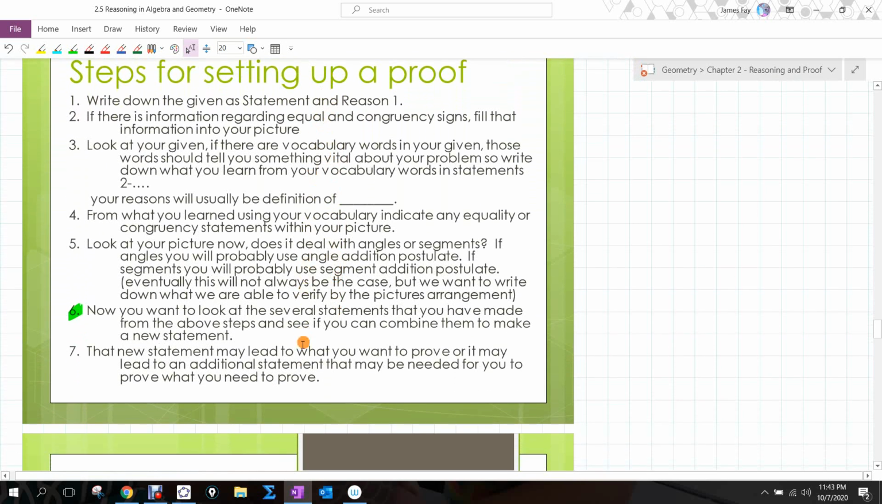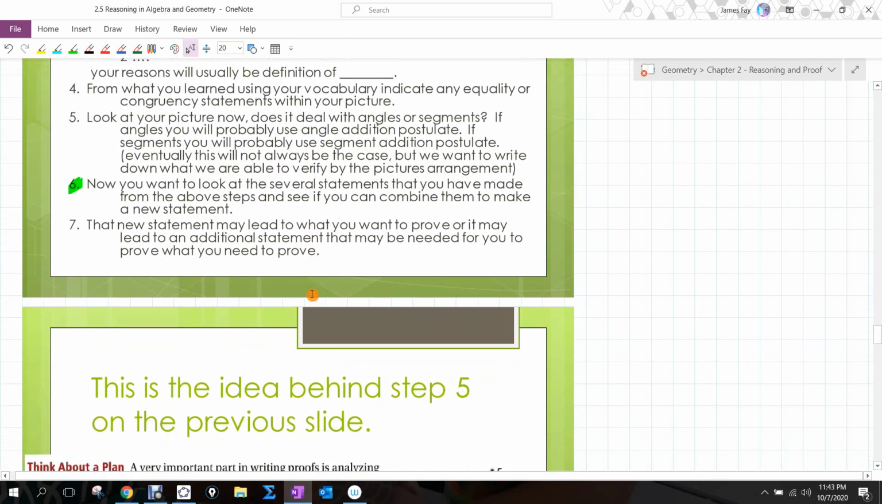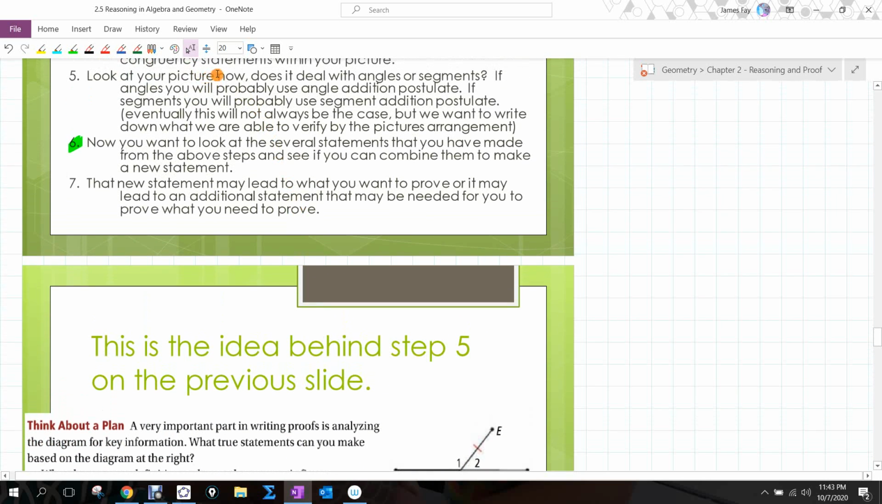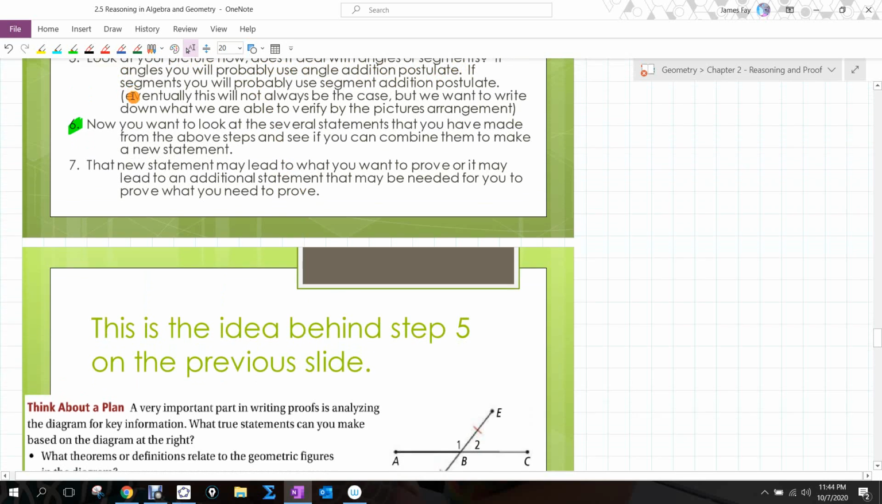As we do an example, we'll come back to this and we'll talk about this process. Pretty much every single proof that we do throughout the year, you'll hear me talk about this set of 7 steps. So this is the idea behind step 5 on the previous slide. Step 5 said look at your picture, deal with angles or segments. You probably want to use angle addition, that kind of stuff.